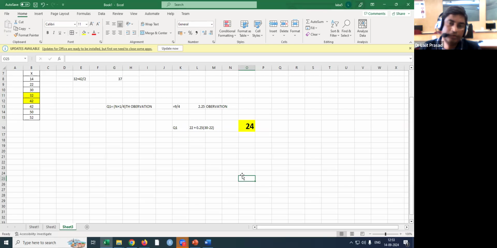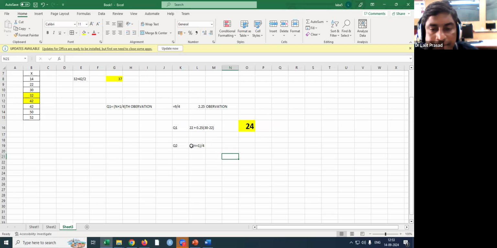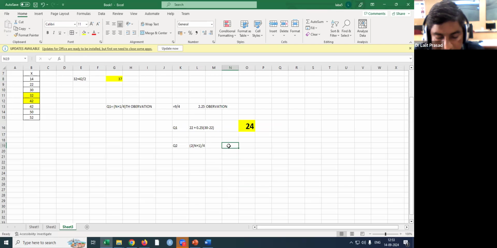37 is your median. So if I want to find out through this formula, what is the value of Q2? Let's check. How to find out Q2? Q2 is equal to 2 into (n plus 1) divided by 4. Here n is capital N. So the 2 will cancel, and it will ultimately be (n plus 1) divided by 2.